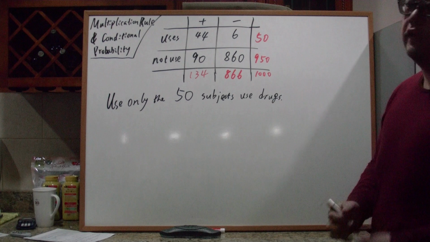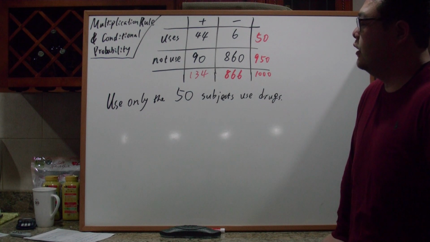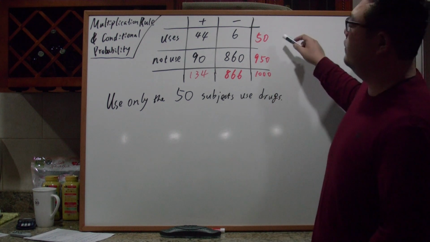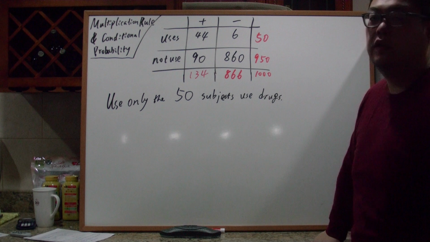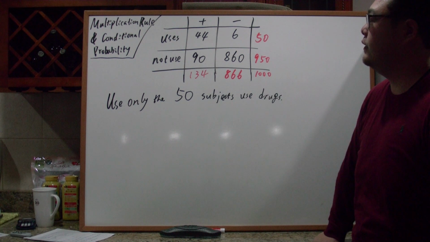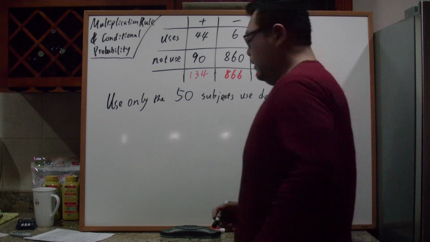So instead of focusing on the whole sample, what we are using is only the 50 subjects who use drugs, like the first row only. 44 positive, 6 negative, in total 60 use drugs. That's very simple.